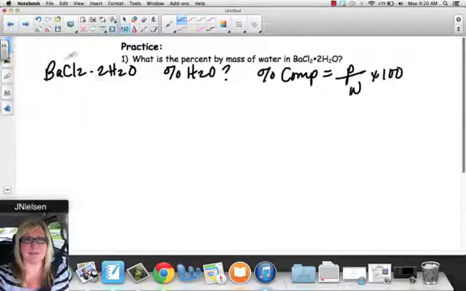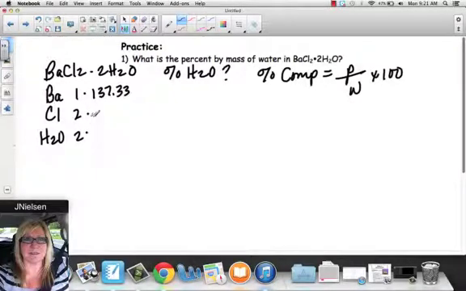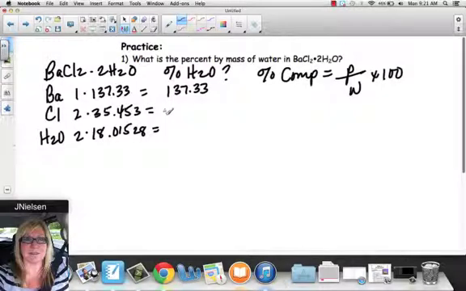So the first thing that I need to do is find out what I've got over here. I have 1 Ba, and I have 2 Cls, and I have 2 waters. So Ba is 137.33, and Cl is 35.453, and we established that one water was 18.01528. So this is simply 137.33. 2 times the chlorine gives me 70.906, and 2 times the water gives me 36.0304.